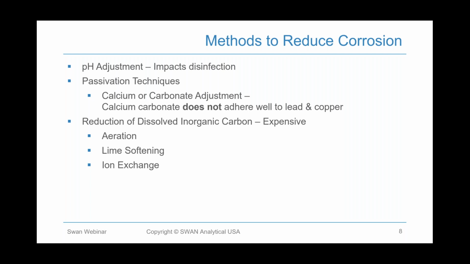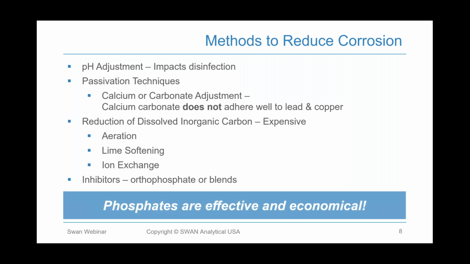The problem with these things is they're expensive. So the cost of doing these with any kind of scale across a distribution system is, for almost every system, even the largest systems, cost prohibitive. So what comes next? So we've got these inhibitors. So we've got orthophosphate, we've got orthophosphate blends, and these actually do a pretty good job, and they're not very expensive. So they do a pretty good job, and it's something that we can actually afford.